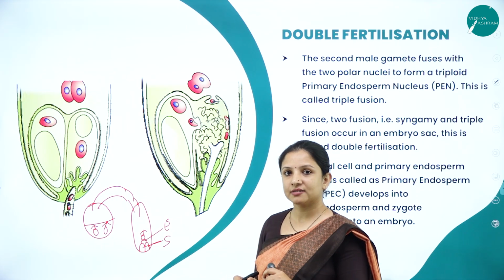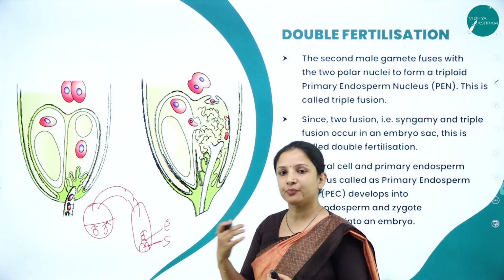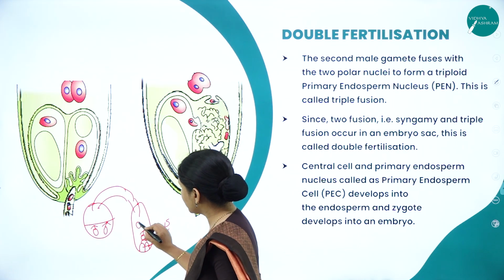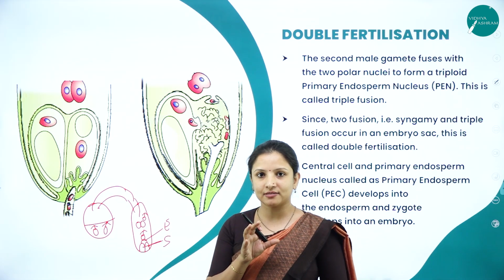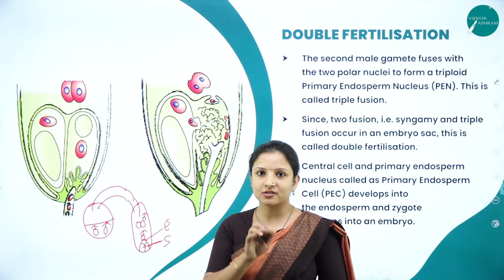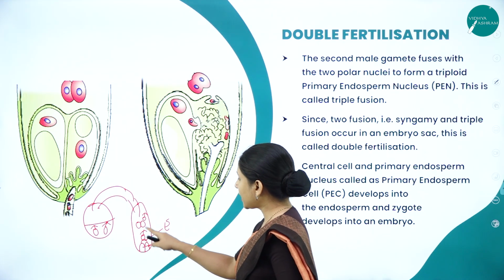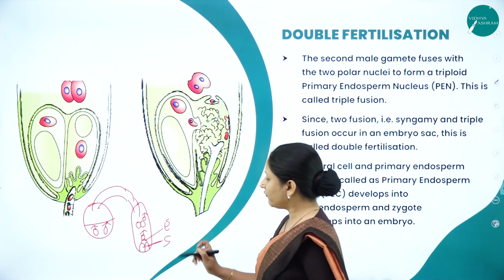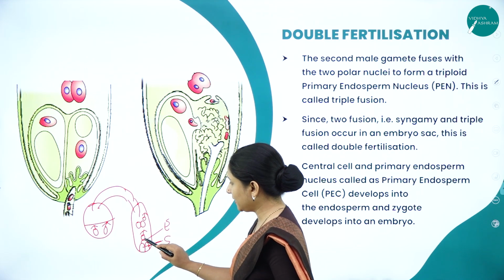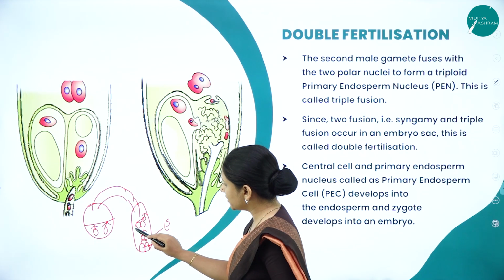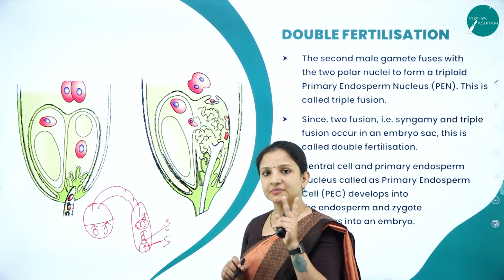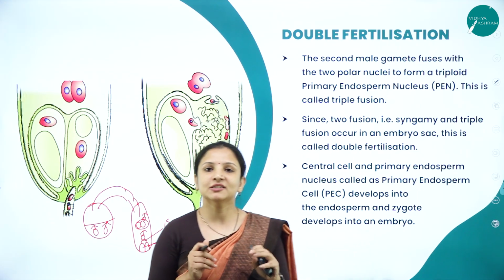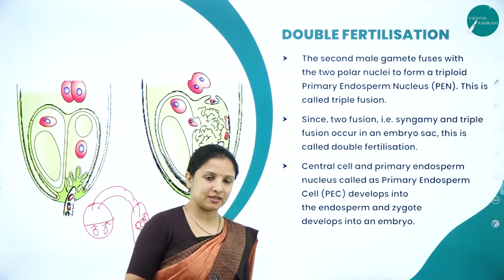One more male gamete is there, no? That is being released by the pollen grain into the synergid. That will go and fuse with the polar nuclei. Where are the polar nuclei present? At the central cell. How many polar nuclei are there in the central cell? 2. So, 2 times fertilization will occur, wherein one male gamete will fuse with the egg cell, and the other male gamete will fuse with the nucleus present in the central cell. Because 2 times fertilization is occurring here, this process is called double fertilization.